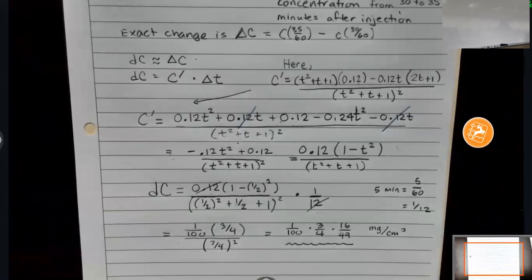How did you know to plug into what happened? Because when we're estimating, we want to pick the easier number, right? We don't want to estimate at the 35 over 60. That was the messy number that gave us trouble to begin with. So we pick a nearby nice number to get the approximation.